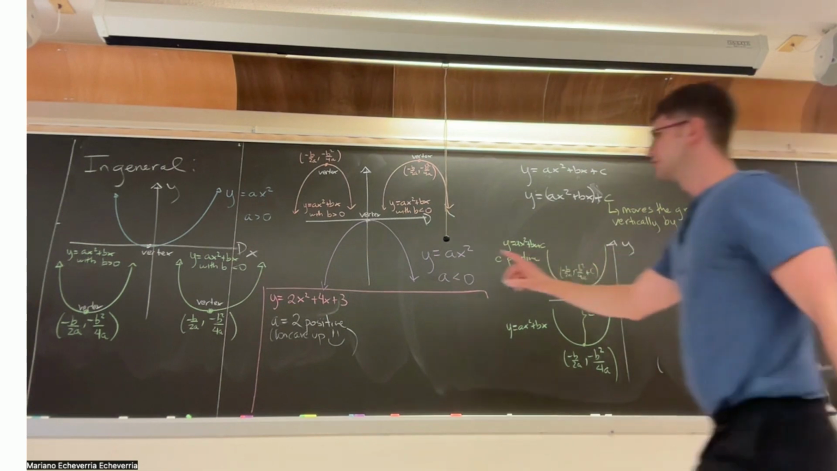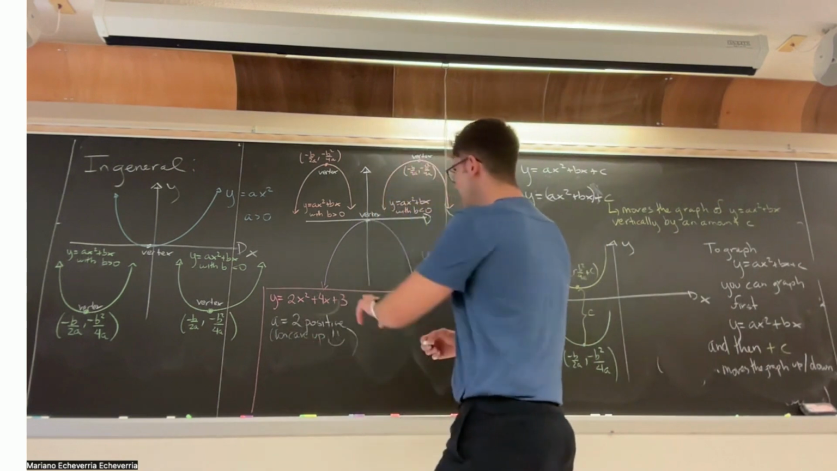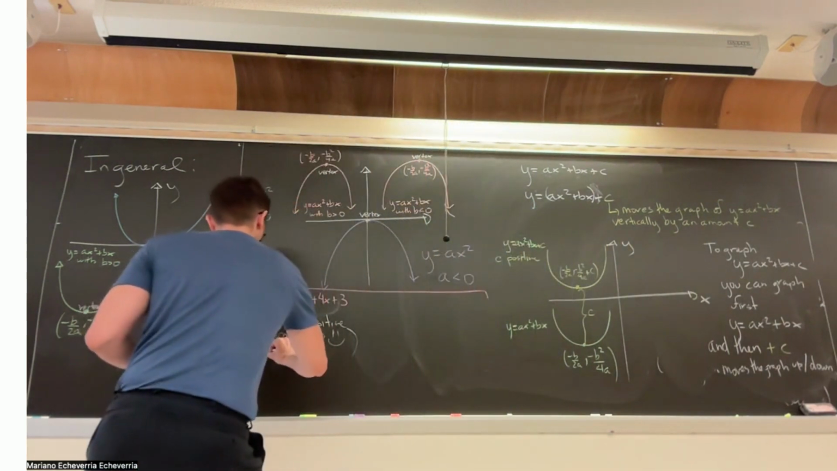So I know that it's going to be a happy face, right? And the B in this case is 4.